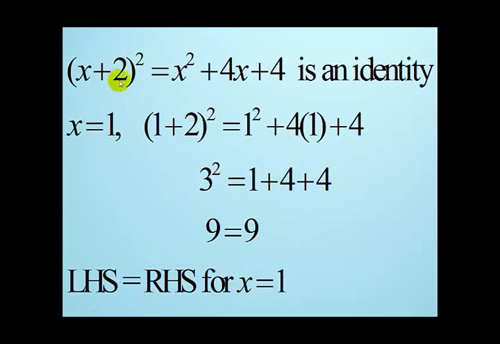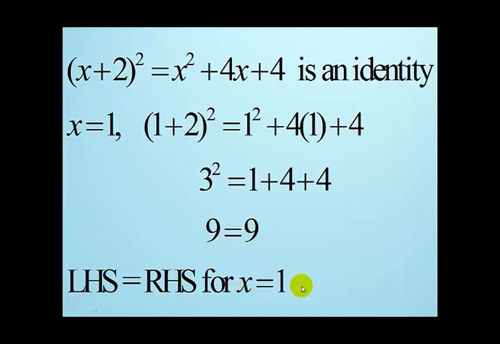Now let's consider this identity. x plus 2 all squared equals x squared plus 4x plus 4. When you expand x plus 2 all squared, you will get x squared plus 4x plus 4. And this is an identity. Now, when we put x equals 1, that means that wherever you see x, we substitute 1. And so in doing that, we have 1 plus 2 all squared equals 1 squared plus 4 times 1 plus 4. 1 plus 2 is 3. So we have 3 squared on the left hand side, and 3 squared is equal to 9. Now 1 squared equals 1. 4 times 1 equals 4, plus 4. So 1 plus 4 plus 4 is equal to 9. So we can see that the left hand side is equal to the right hand side for x equals 1.